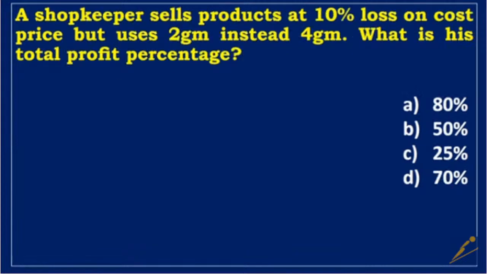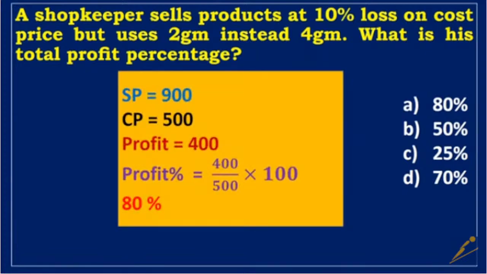Second example. A shopkeeper sells products at 10% loss on cost price but uses 2 grams instead of 4 grams. What is his total profit percentage? Let us assume that CP is 1000 grams. A shopkeeper sells products at 10% loss on cost price. In this case, SP equals 900 grams. However, a shopkeeper uses 2 grams instead of 4 grams, which means a 50% reduction in weight. So, the CP becomes 500 grams.